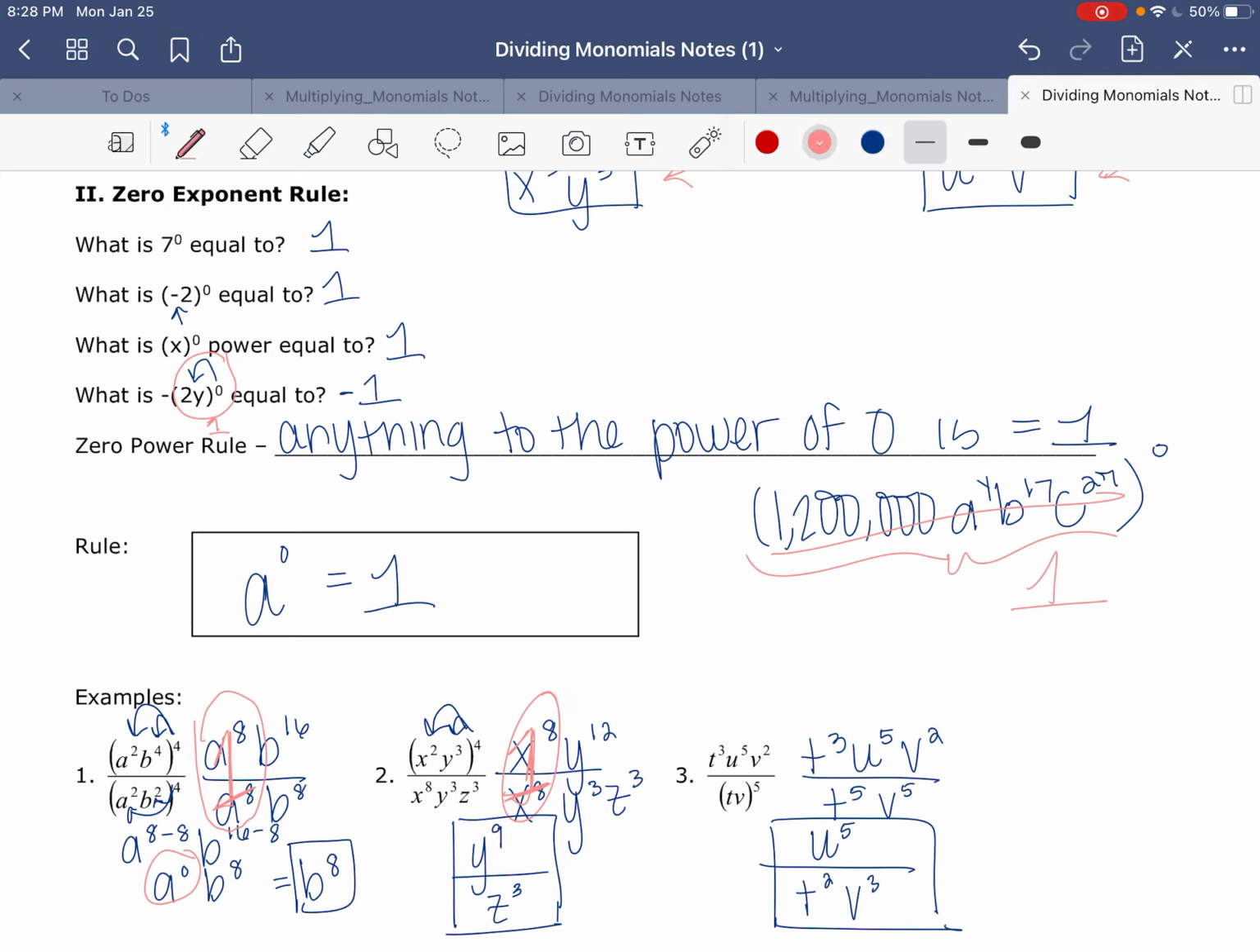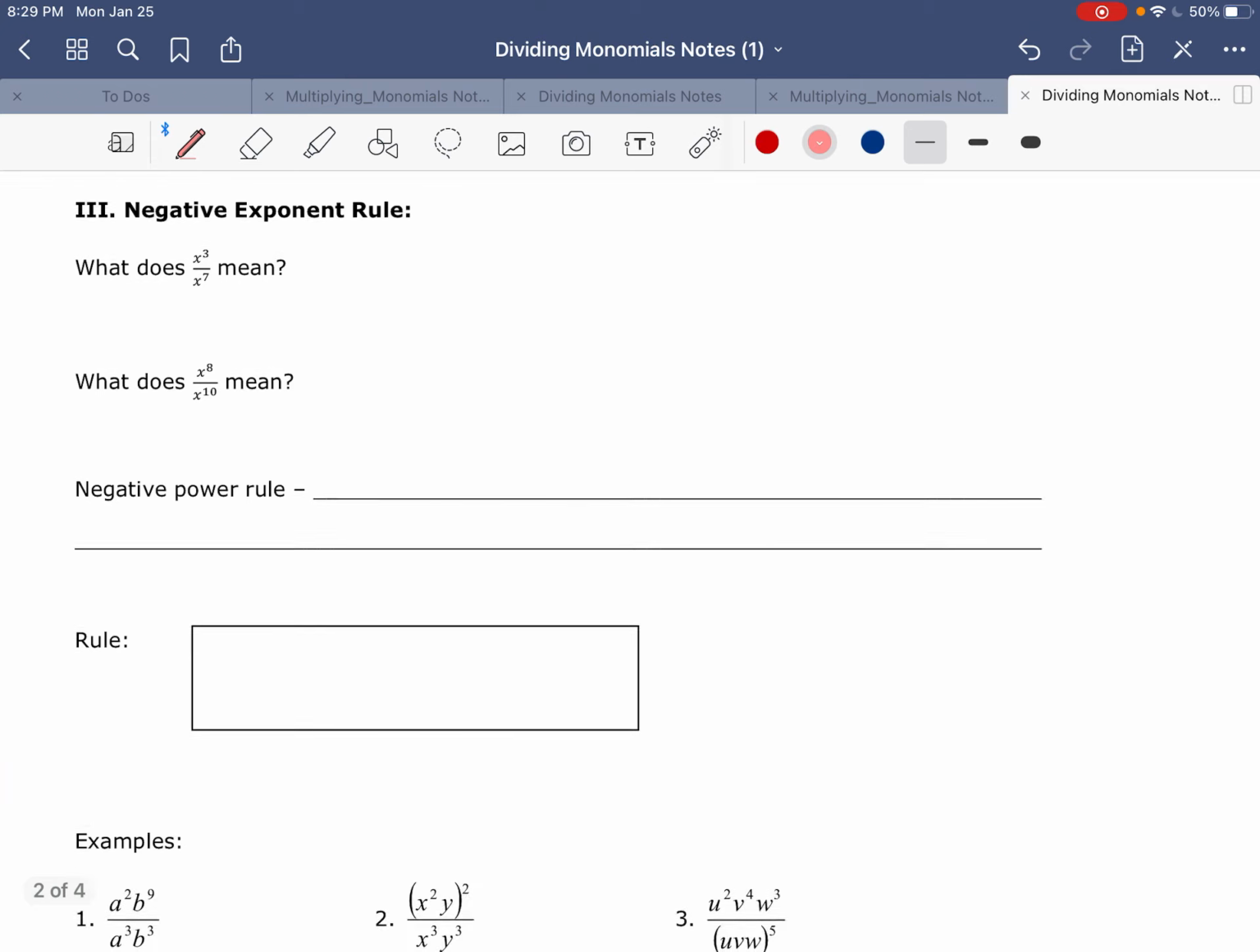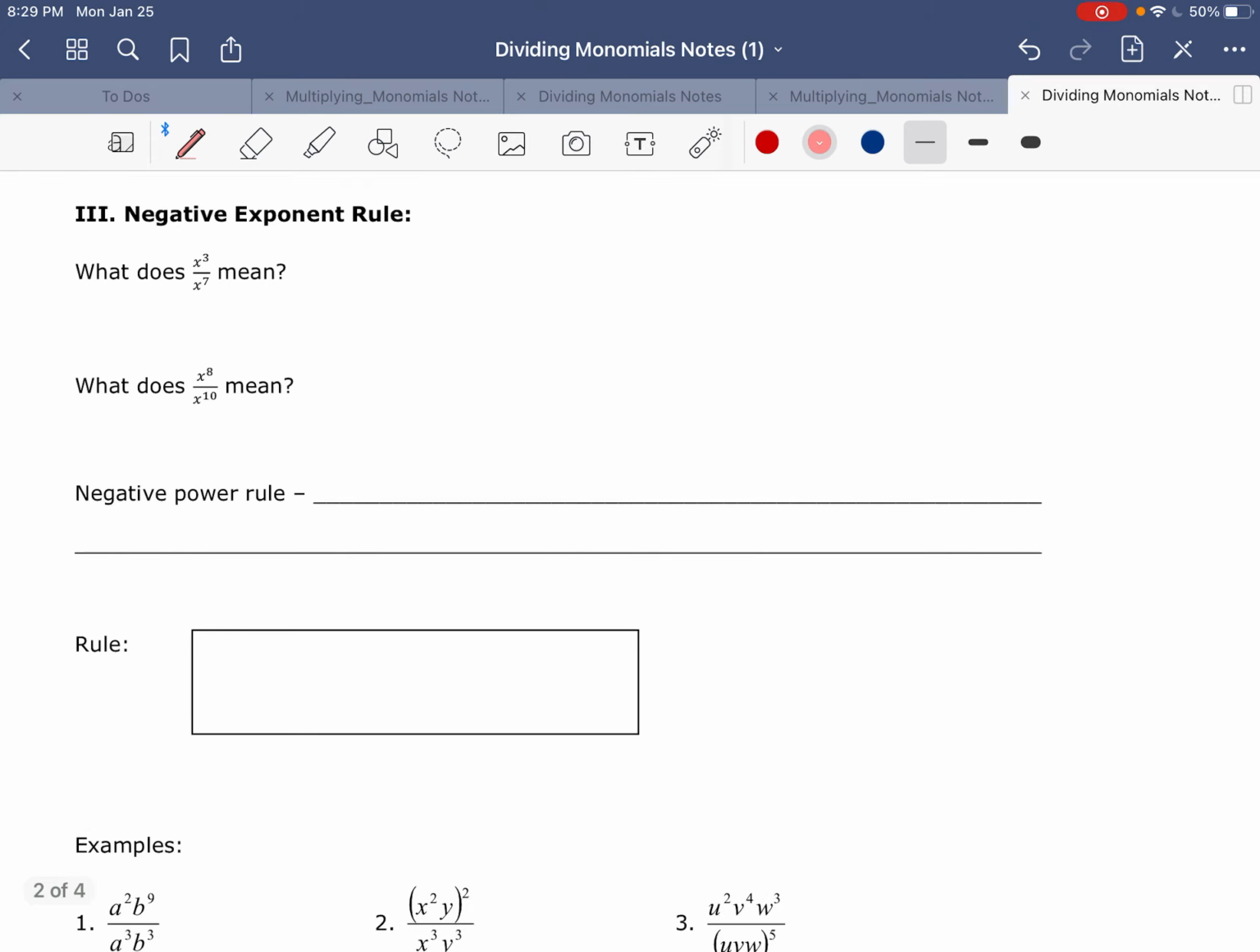How did we do, guys? Did you make sure to do your outer exponent first? And then if you look, the denominator has more t's, and it has 2 more. There are no u's in the denominator, so u to the 5th will stay in the numerator. And then the denominator has more v's by 3, so v cubed will stay in the bottom. All right, on to our last example.